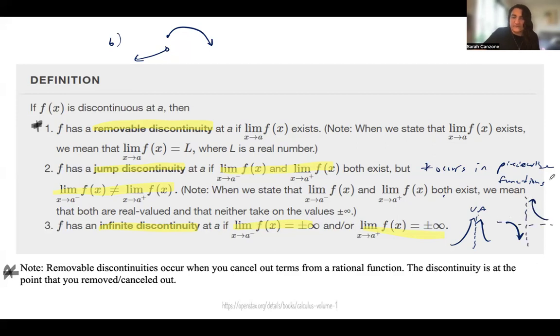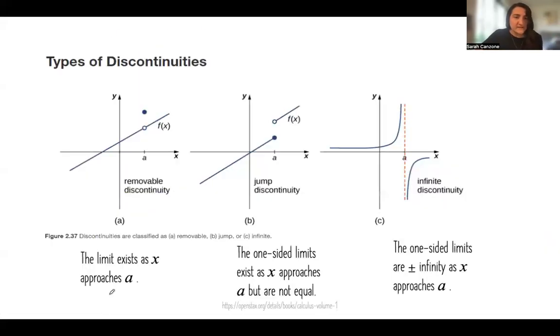Or vice versa, where you could flip those two. So there's never ever going to be a point there. That's just the idea of an infinite discontinuity. It goes to infinity. All right, and there's ways that we can also determine that.